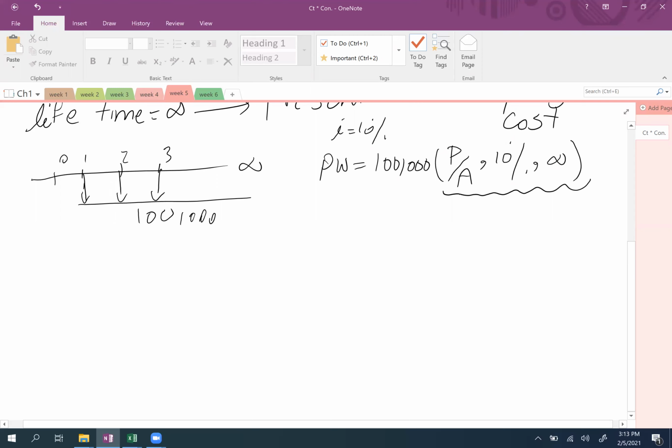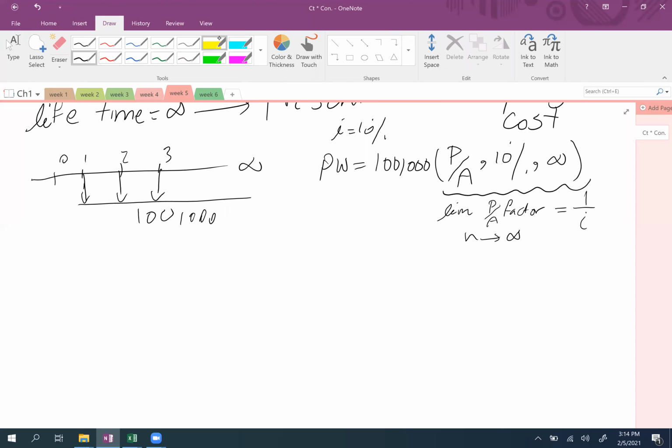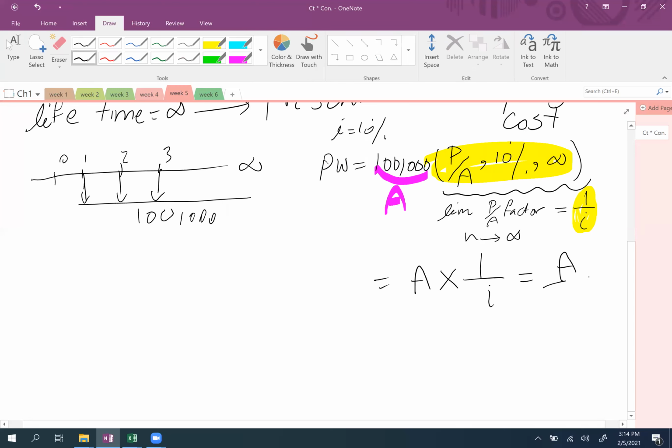Last session, we talked about it: when n is equal to infinity, if I use the exact equation that we have for the P given A factor, when n goes to infinity, it can be proven that it will be equal to 1 over i. It means that the value of this factor will be equal to 1 over i. So as you can see in this example, your present worth is equal to A times 1 over i, which is simply A over i.